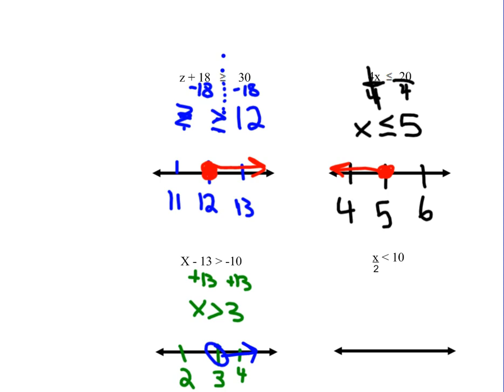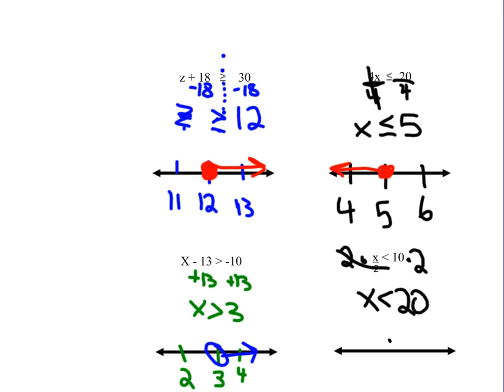x over 2 is less than 10. To get rid of that x divided by 2, I can simply multiply both sides by 2. If I multiply both sides by 2, my 2s here are going to be canceled out. I'll be left with x over here, and I'll have x is less than the number 20.